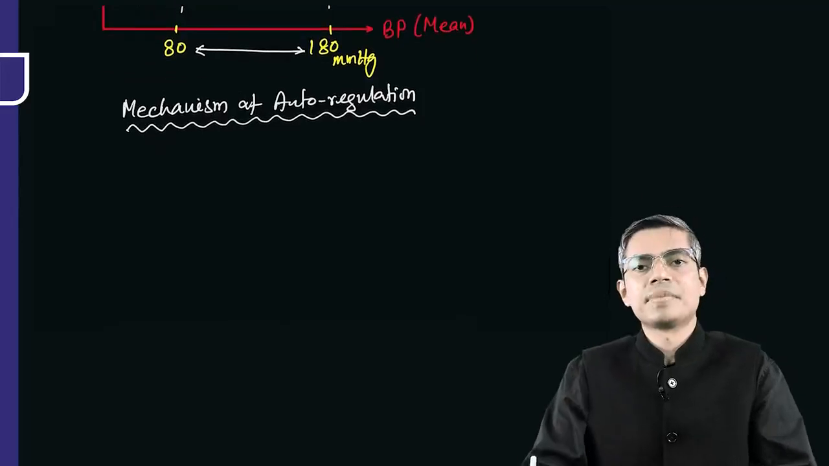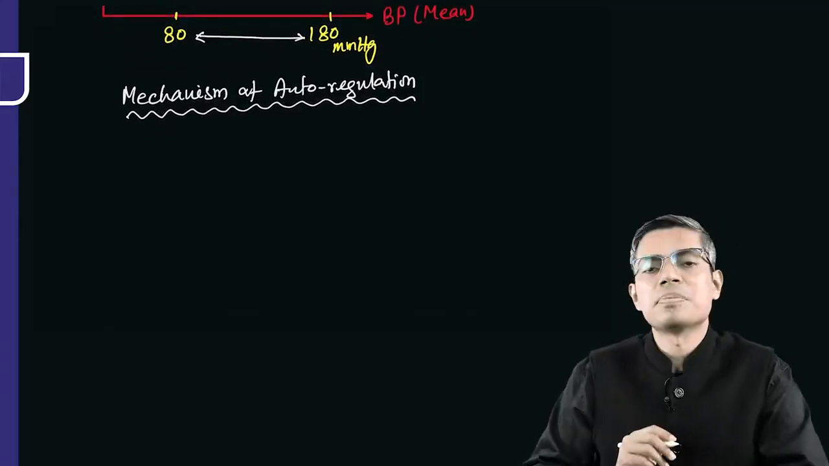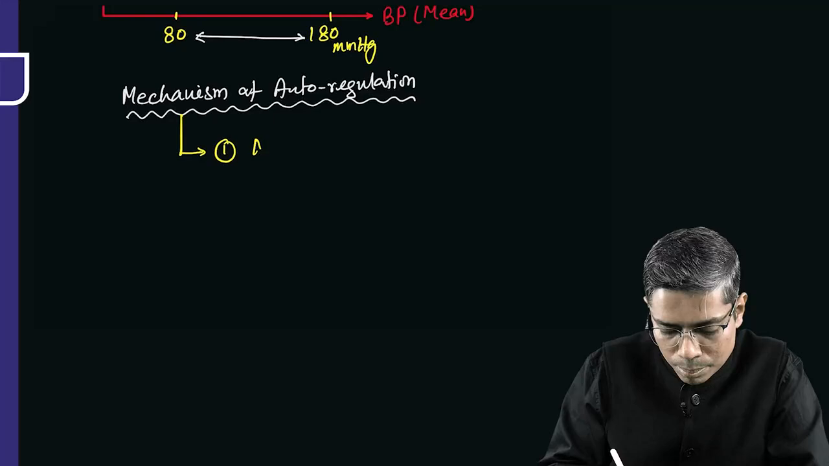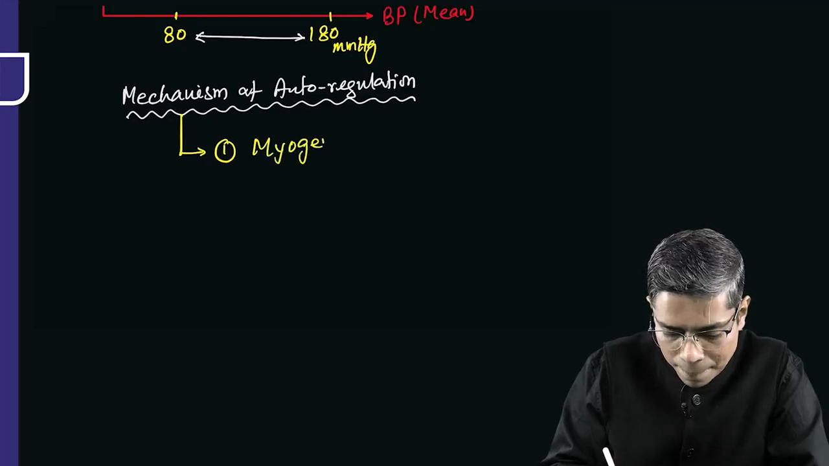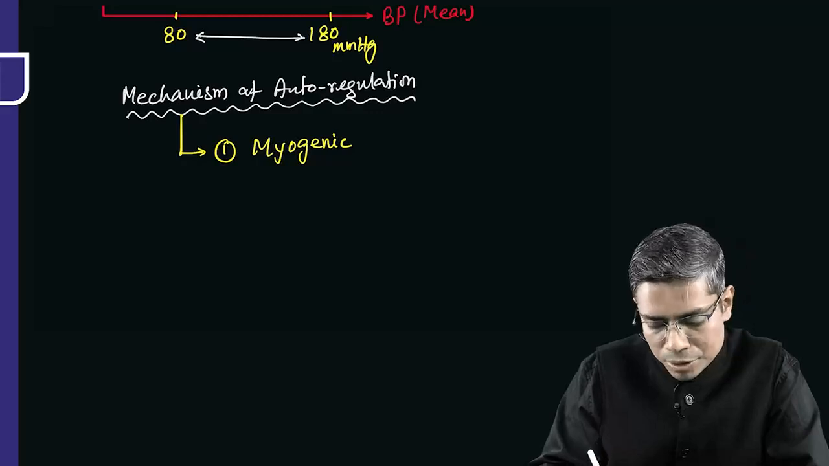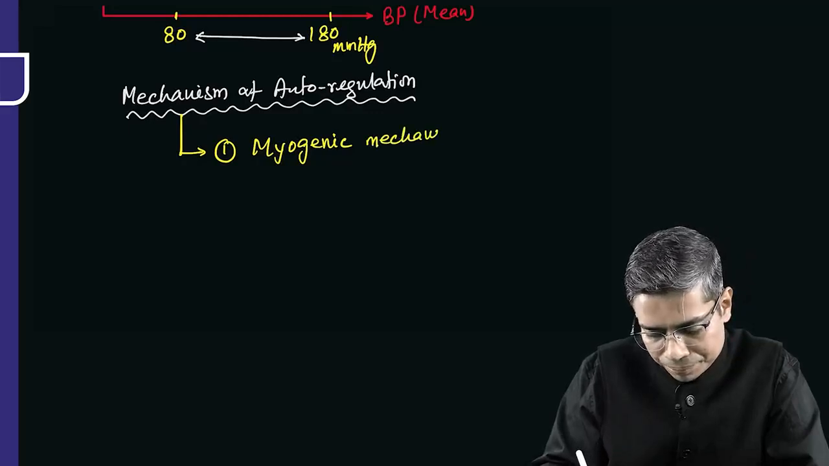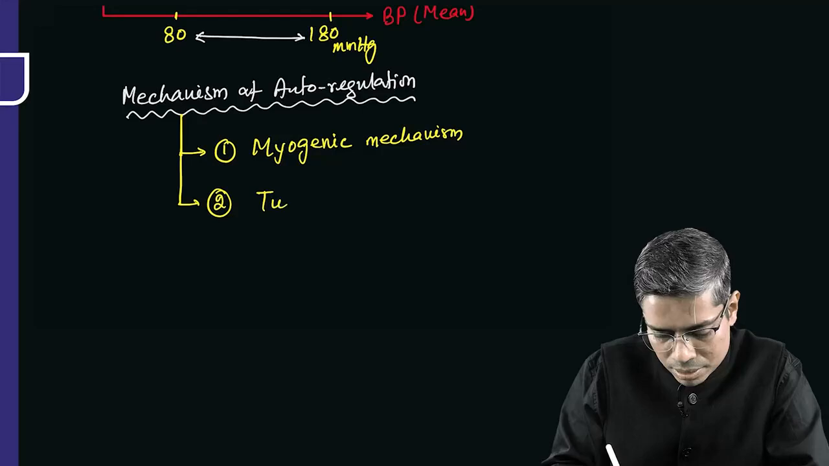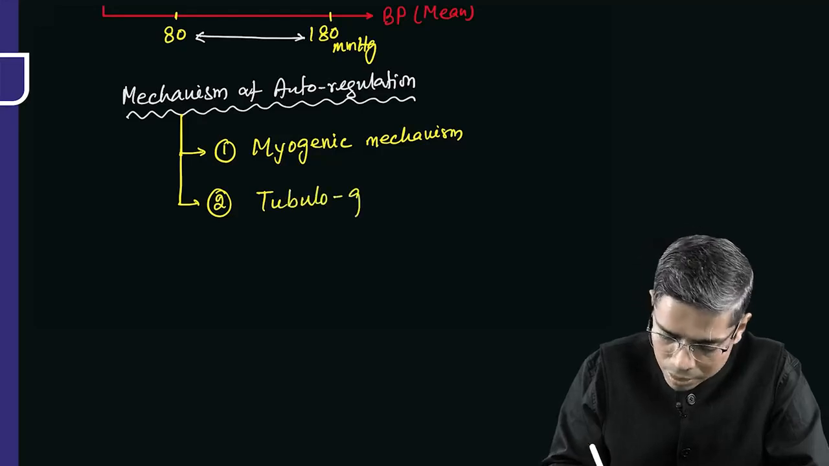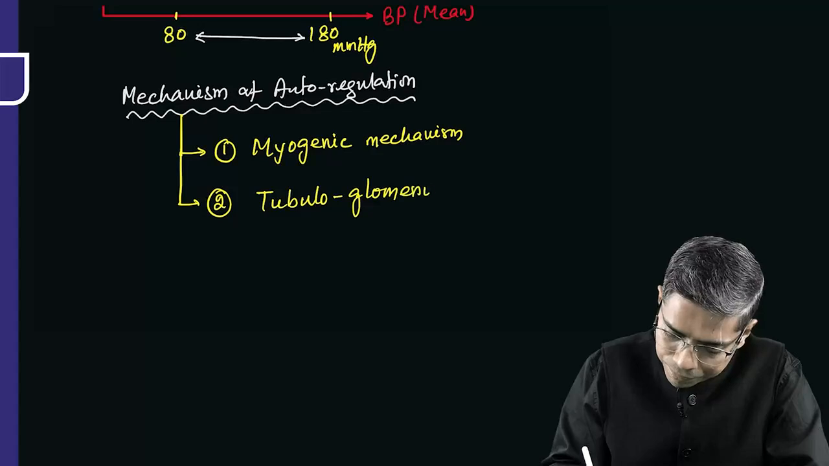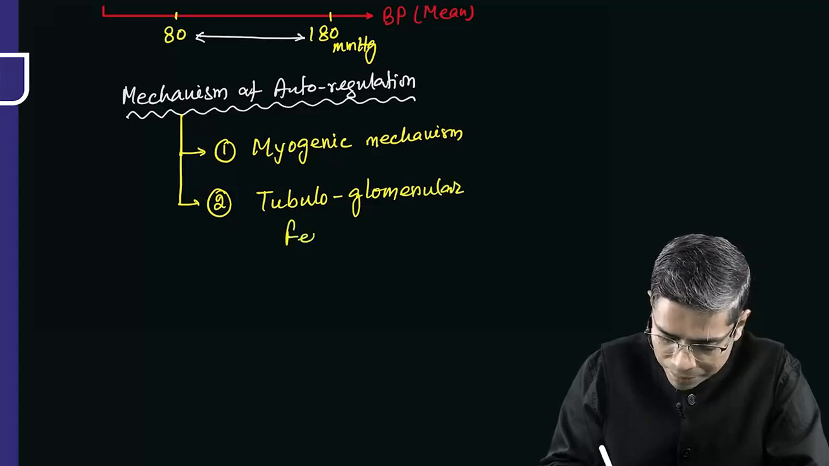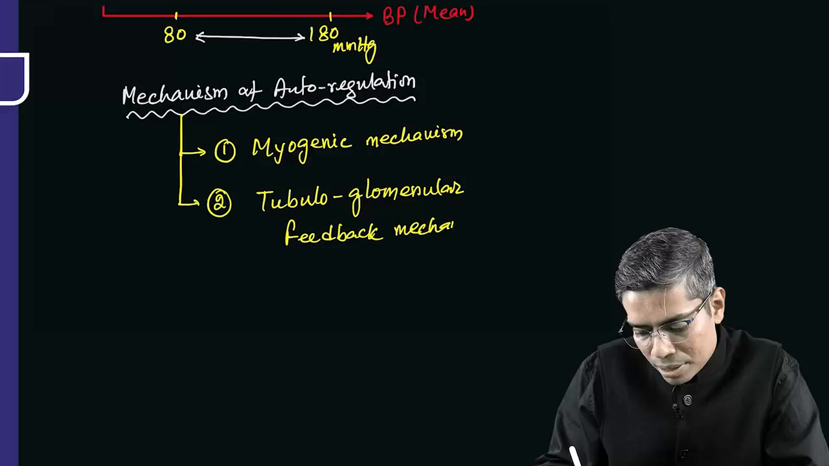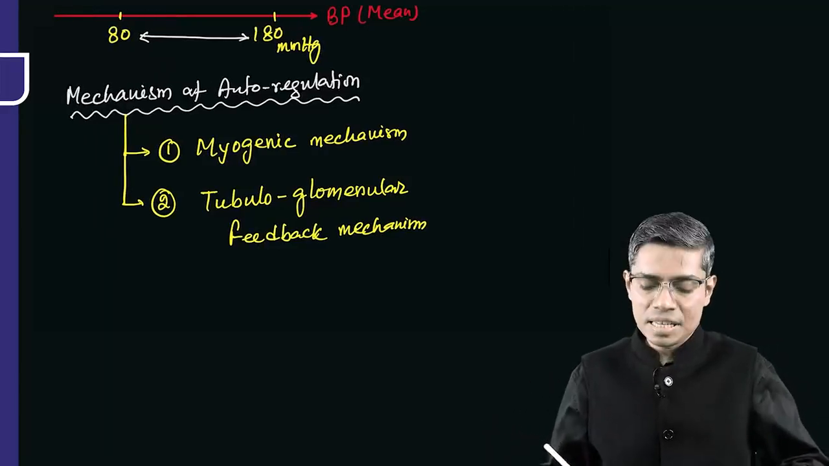There are two mechanisms and both of them are very important for MCQ. Number one is known as the myogenic mechanism. Number two is known as the tubuloglomerular feedback mechanism, a kind of feedback mechanism, or TGF.